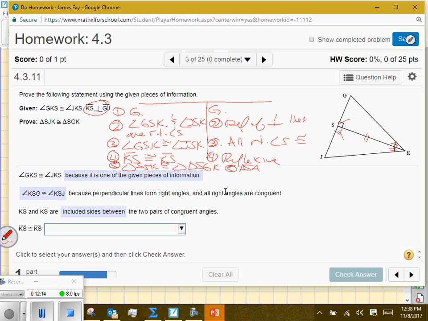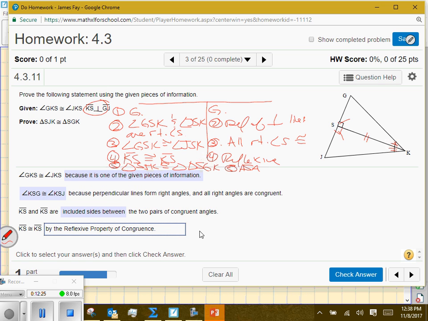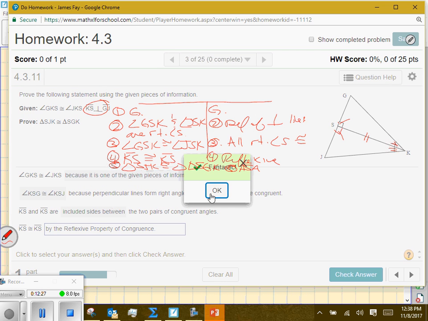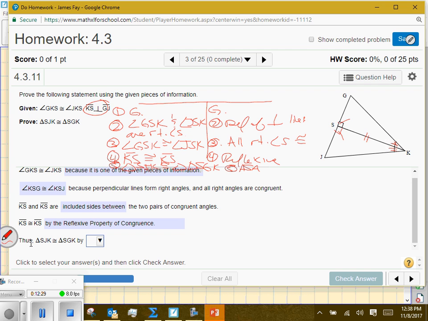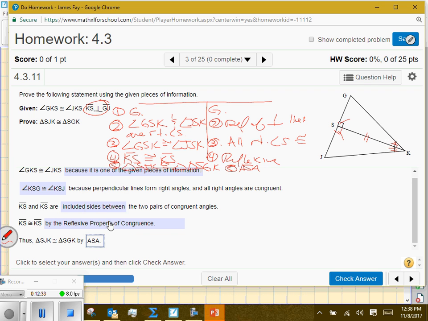And then they ask us to go a little bit further. Why is KS congruent to KS? I guess they are asking us to put the reflexive property. And it's of congruent. So then, thus, another transition word. Those two triangles are congruent by what we decide is ASA.